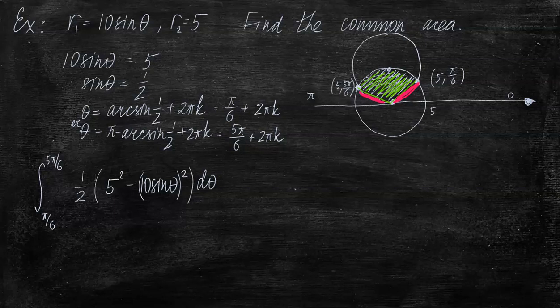And now to find the red area, remember, due to symmetry, those two regions will have the same area. We can set up this integral, plus 2 times the integral from 0 to pi over 6. And we only need now to integrate this, this is our R2, this is our R1. R1 will simply be 10 sine theta squared d theta. So this is one way to find the area.